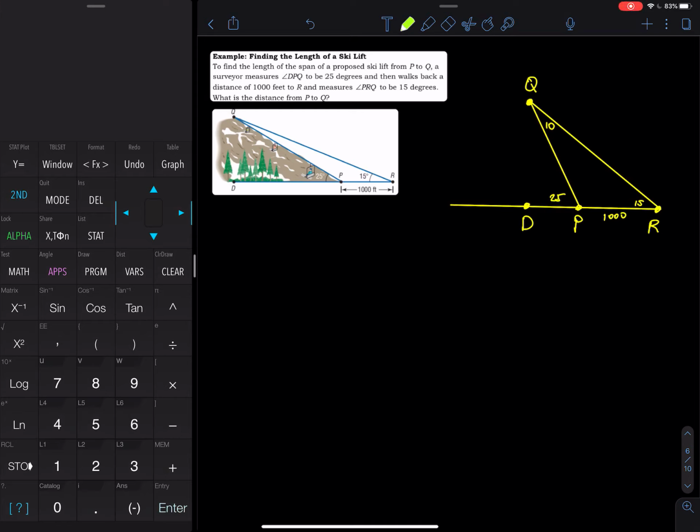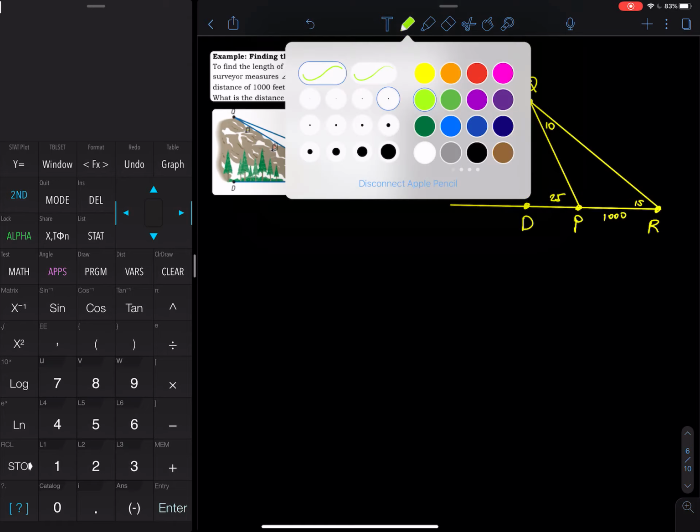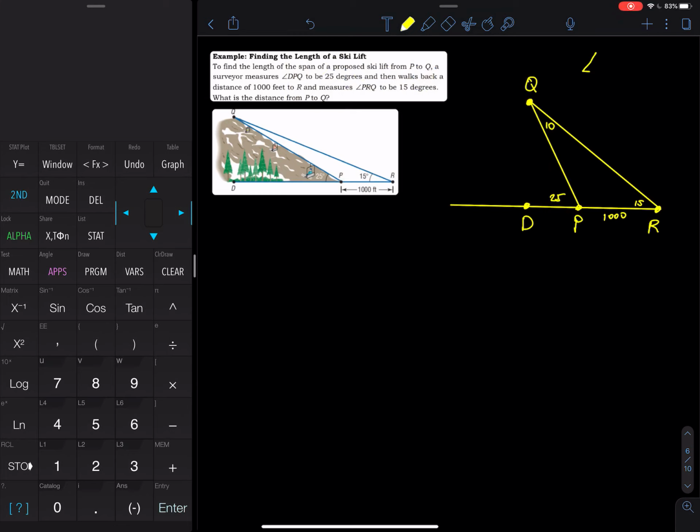Application problem: finding the length of a ski lift. To find the length of the span of a proposed ski lift from point P to Q, a surveyor measures angle. This symbol you see right here is called angle DPQ. Angle DPQ is 25 degrees.